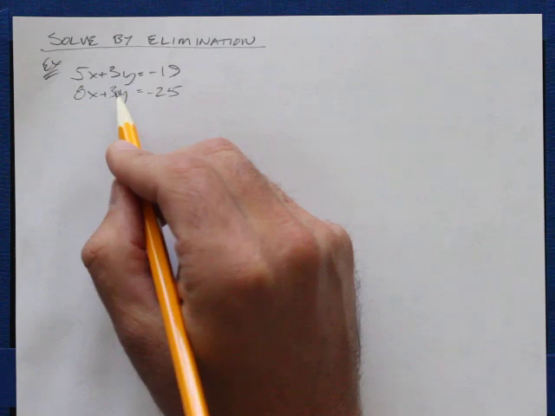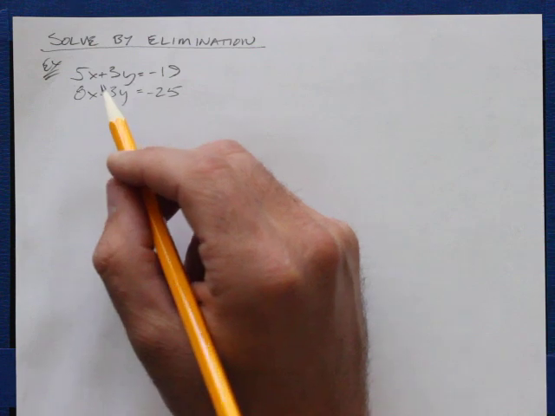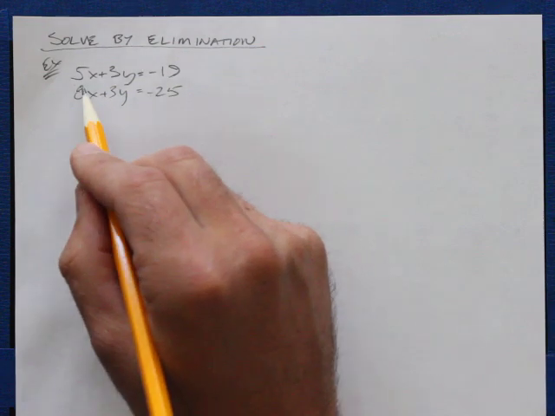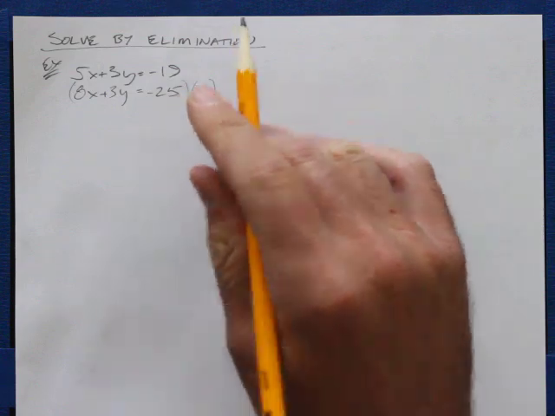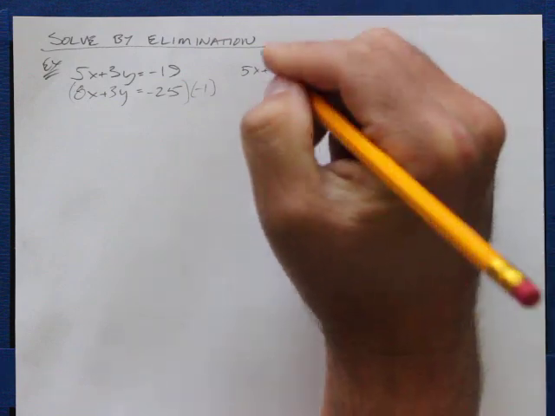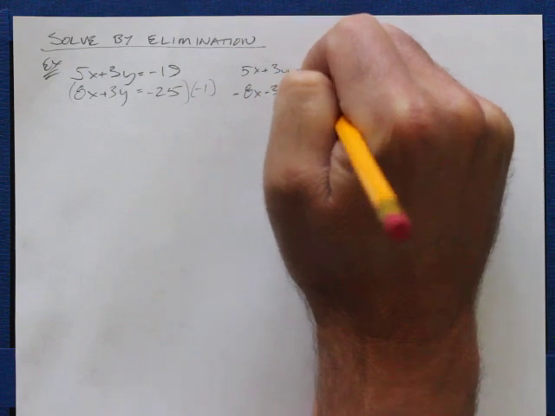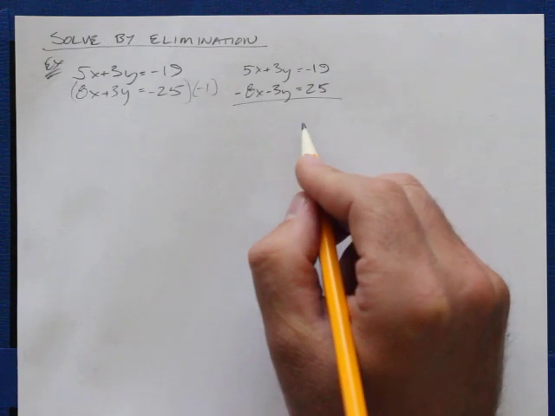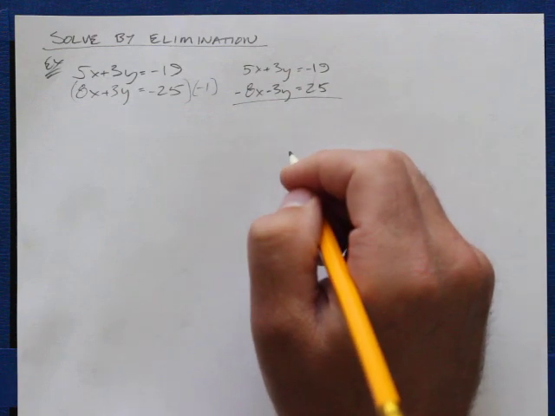So 3y and 3y, those are almost the same, right? 3y and 3y are the same. We want them to be opposite. We want one to be positive and one to be negative. So let's multiply this whole thing by -1. And so we end up with 5x plus 3y equals negative 19 over negative 8x minus 3y equals positive 25. We've just multiplied both sides by -1. And now we just add straight down vertically.